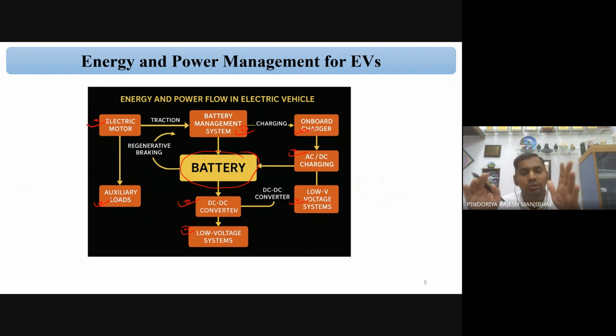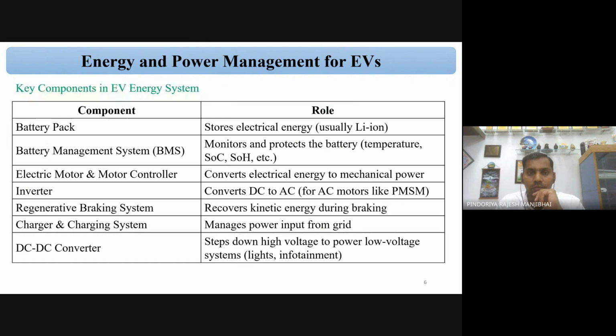So basically the source is your battery, and from the battery we can distribute the power to the different subsystems. Okay. So, key components in the electric vehicle energy system. The battery pack: its role is to store the electrical energy. Usually we use the lithium-ion battery. Yes, the solid state battery is still a research topic.